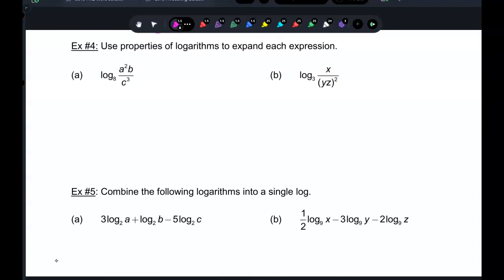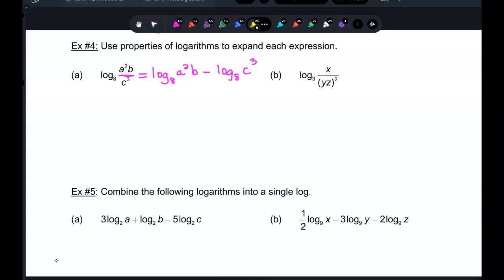Okay, using properties of logarithms, we want to expand each expression. So we're going to start with the division line. Remember, if you see these being divided, we're going to turn that into subtraction. So I'm going to first make this log base 8 of a squared times b minus log base 8 of c to the third.